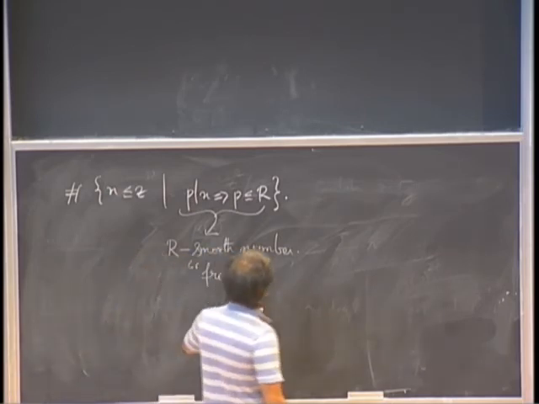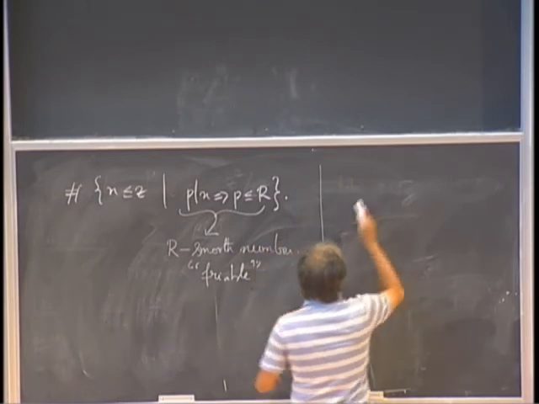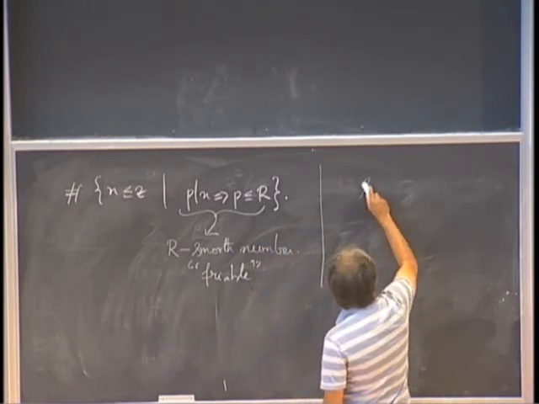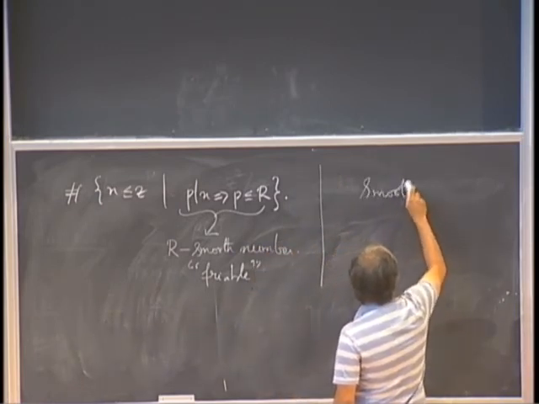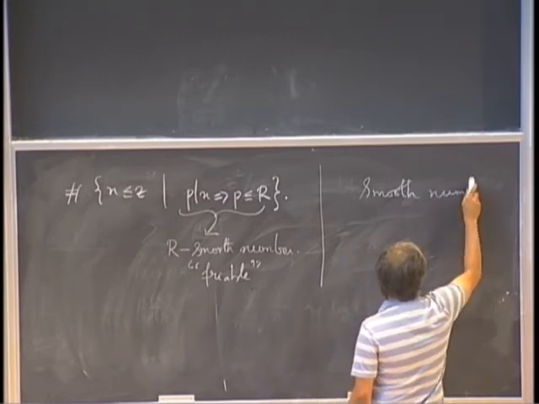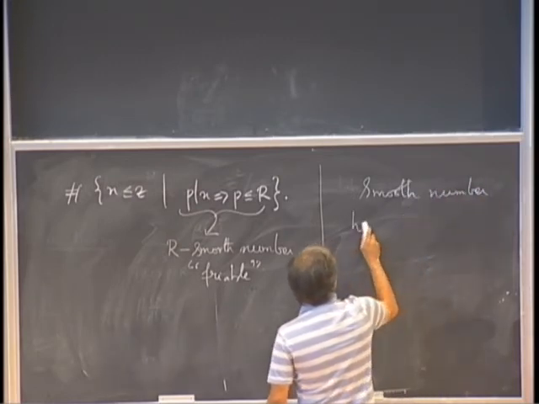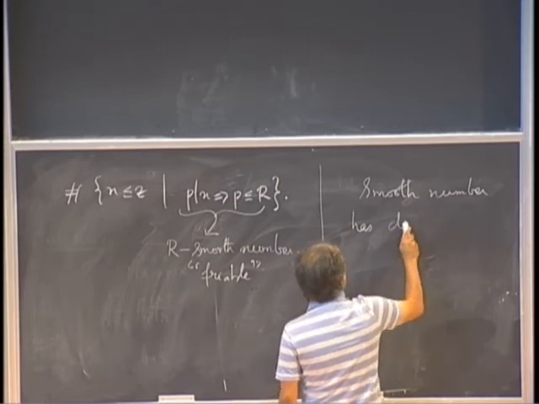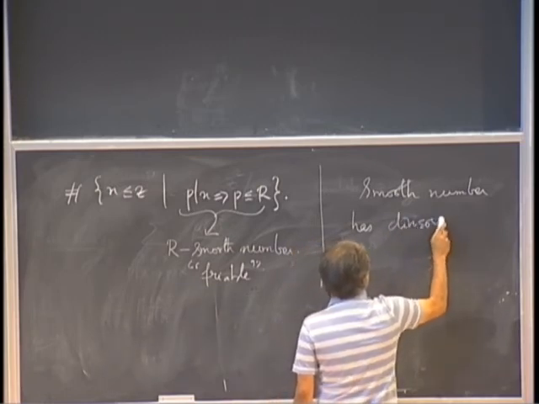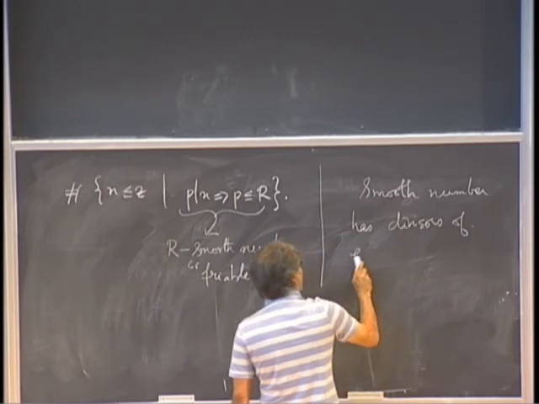And the advantage that they have is that a smooth number has divisors of essentially any size that you like.